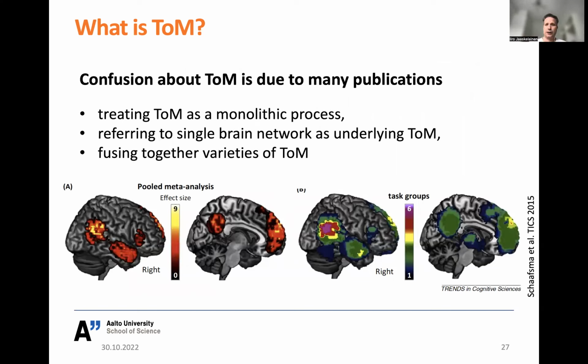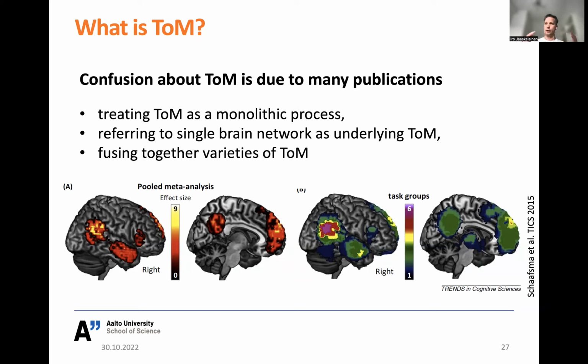So first of all, there's confusion about theory of mind, and this is due to many publications that have treated theory of mind as a monolithic process. So they're using different kinds of theory of mind tasks, and then they kind of consider that they always activate the same network or some single set of brain regions, and then they fuse together these varieties of theory of mind.